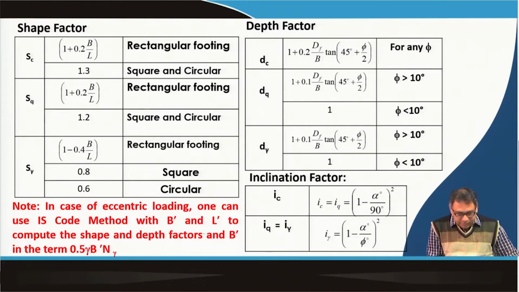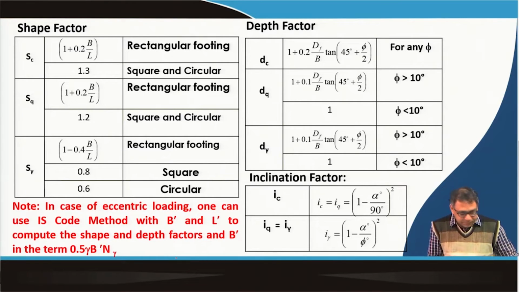Again, you remember that for eccentric loading, one can use the IS code method with B dash and L dash to compute the shape and depth factors, and B dash in the term 0.5 gamma B dash N gamma. So, that means here, like Meyerhof, we have to use B dash and L dash to compute the depth factor and the shape factor, and in the third term we have to use B dash in case of eccentric loading.